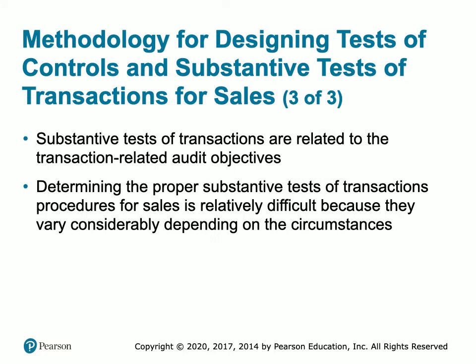And then substantive test work is based on transaction-related objectives. Again, you're looking at your CEAVOP. What are the objectives of the test? Is it to establish that accounts receivable were existing, that sales transactions were proper and recorded in the proper period, right? Accuracy.